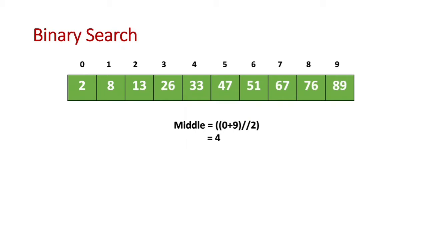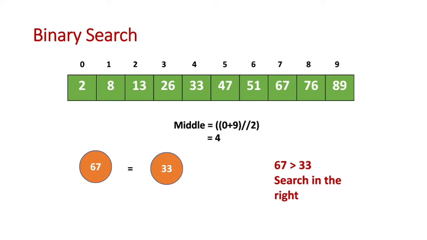So you can see that 4 is the index that is present in the list, and the element at the 4th index is 33. Now, the next thing is we want an element to be searched. Let's say the element to be searched is 67. The next step is to compare 67 with the element present at the middle index. So here 67 will be compared with 33, and clearly 67 is greater than 33. Therefore, the search will be conducted on the right hand side of 33.